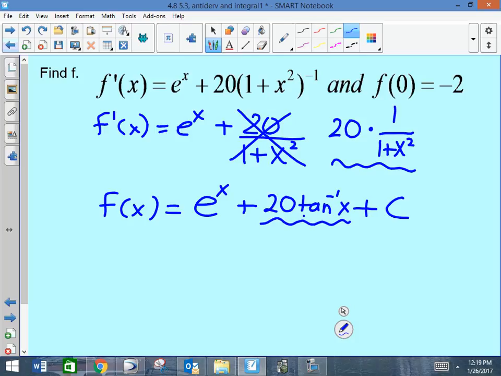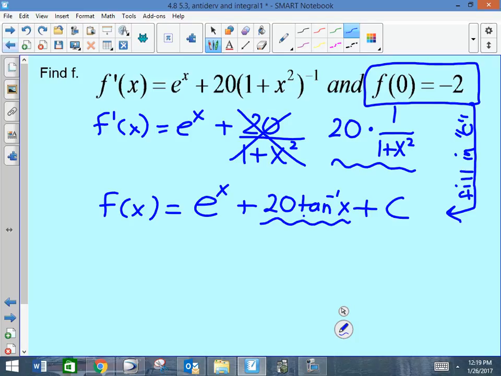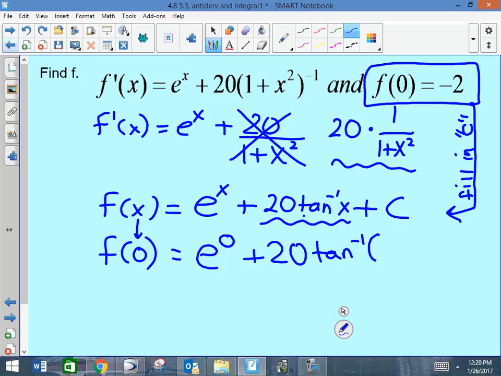I think my grandma's. Okay, so any questions so far? All right, e to the x plus 20 inverse tangent of x, or f of x. Now this means we're going to fill in the C. We have some specifics. f of 0 equals -2. So f of 0 means we're going to replace the x with 0, and according to up here, that equals -2. That comes from here.